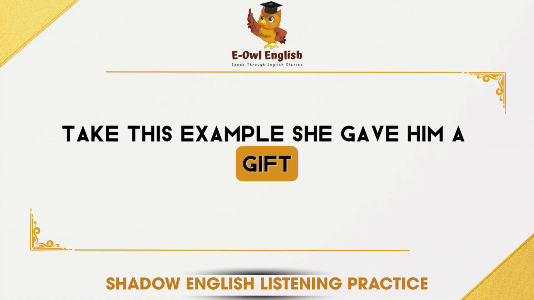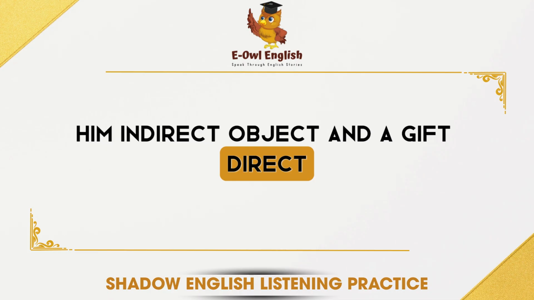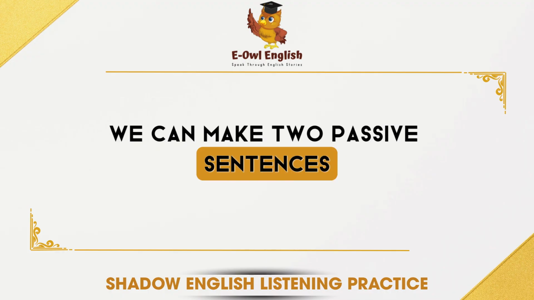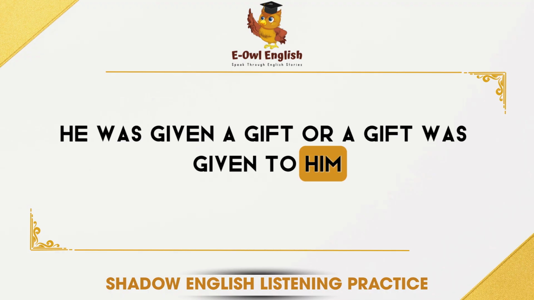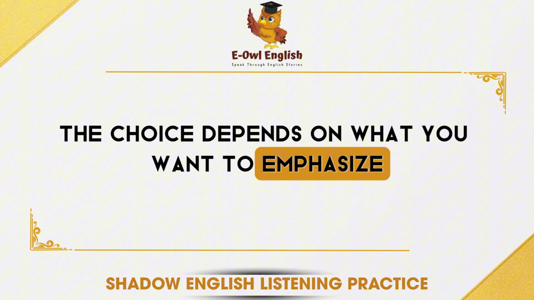Take this example: she gave him a gift. This has two objects: him, the indirect object, and a gift, the direct object. We can make two passive sentences. He was given a gift, or a gift was given to him. Both are correct. The choice depends on what you want to emphasize.